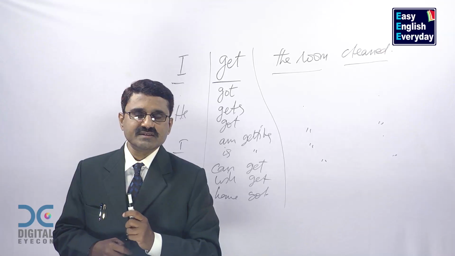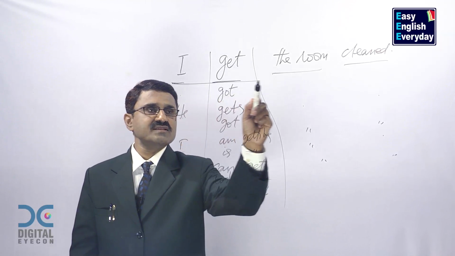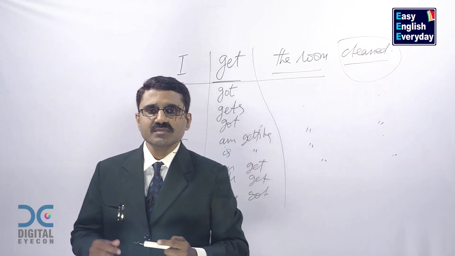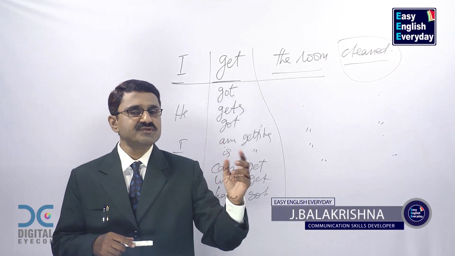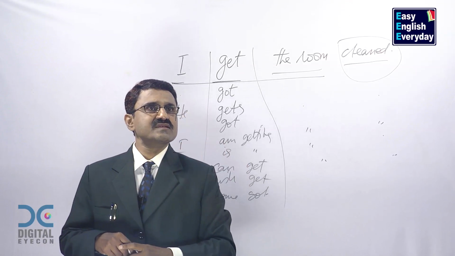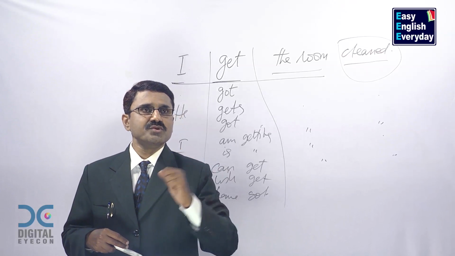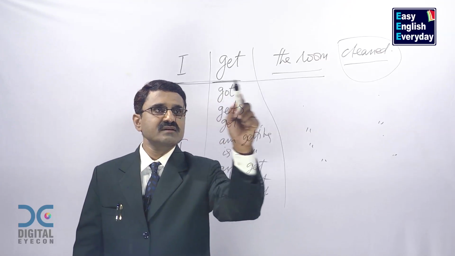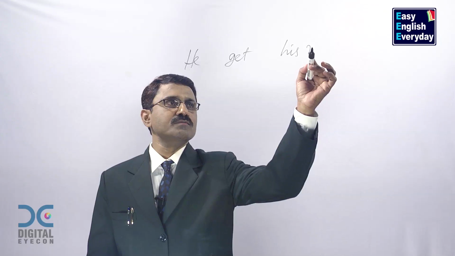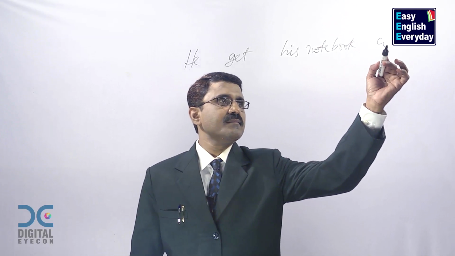Like this, you can make examples. Now, in this sentence, these things are fixed. But if you have large number of past participle forms, you can make more and more examples. Now, can I use this example in any other way? Of course, why not? I'll show you what are the other ways of using this example. He gets his notebook corrected.